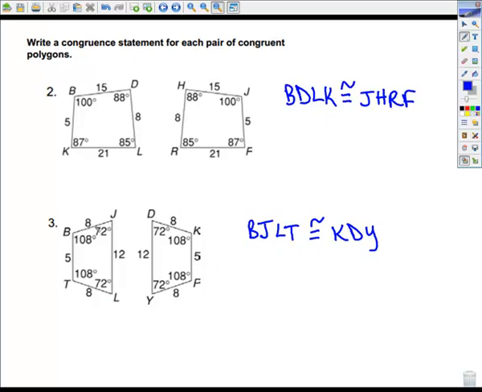What I have to do is I have to check. Well, B, J, K, D. Yep, those are both 8. Well, they're both 8 here too, but you have to be able to connect them consecutively. So T is 108, and we haven't used F, and F is 108.